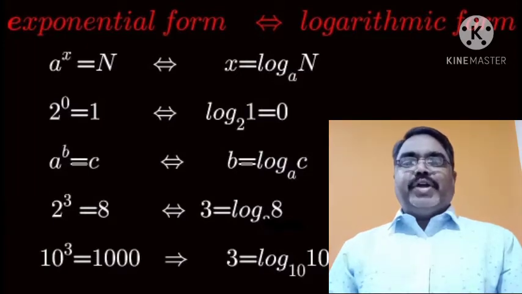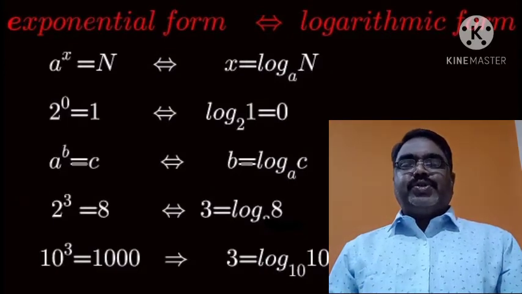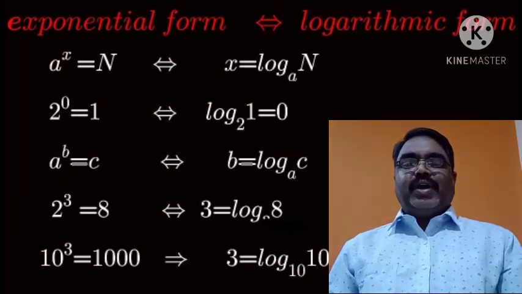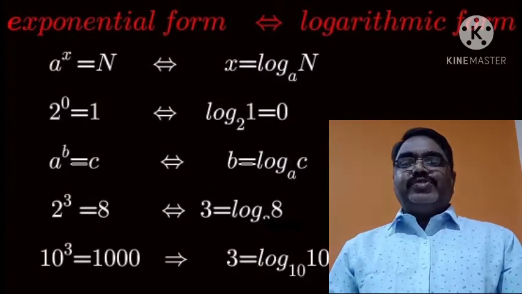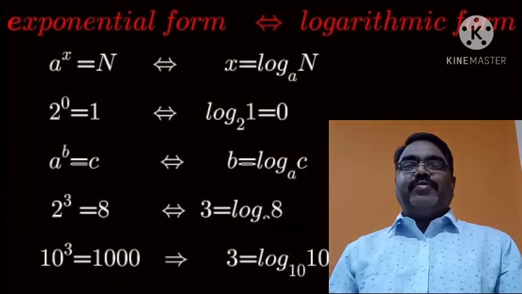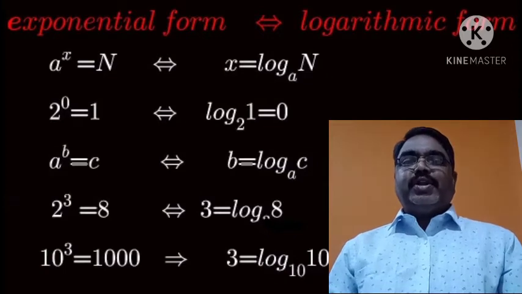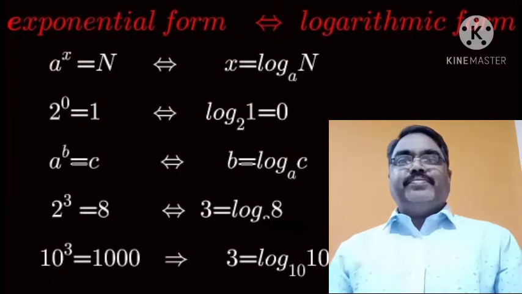Logarithm of 1 to the base 2 is equal to 0. Here one thing to notice: the base is 2 in the exponential form and 2 is taken as the base of the logarithmic form, and the n value is 1, the x value is 0. Substituting x and n in the logarithmic form, we get 0 is equal to logarithm of 1 to the base 2.